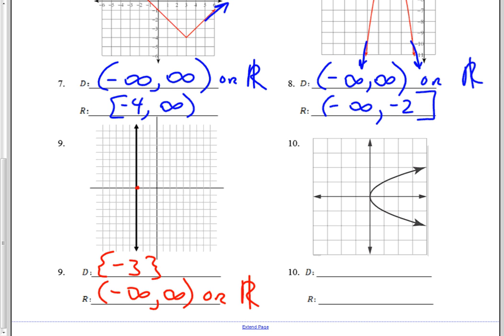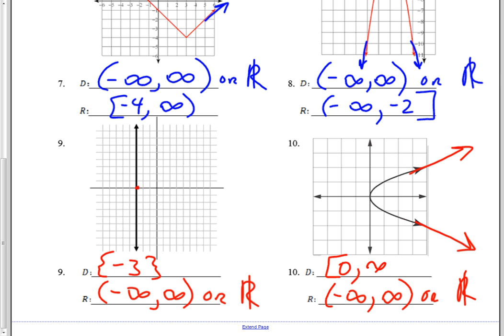Or everything. This goes forever up. This goes forever down. So my range is everything. But from left to right, it never gets into the negatives. 0 and infinity. Infinity to the right, to the left, it only includes 0.